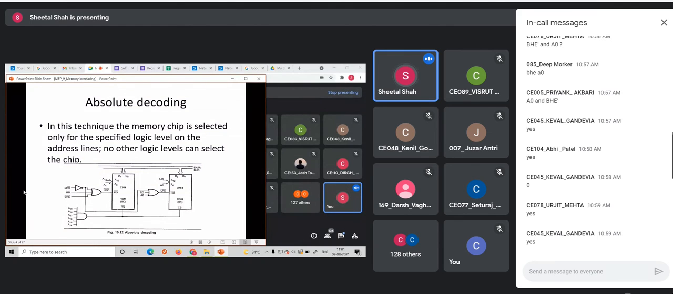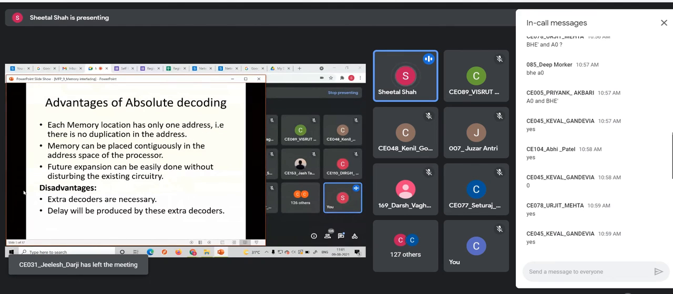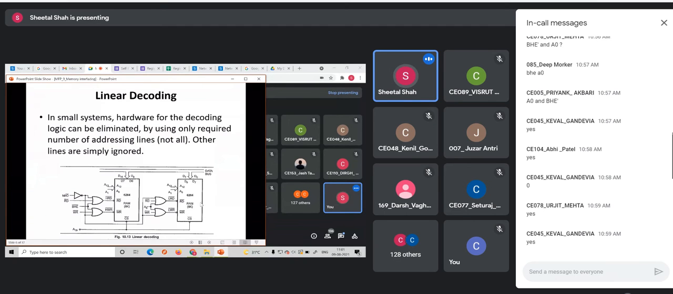It uses full decoding, and future expansion can also be easily done in this case. The disadvantages are that extra decoders are necessary, and delay will be produced by these extra decoders. As the number of gates increases, the delay would also increase. So that was about absolute decoding.